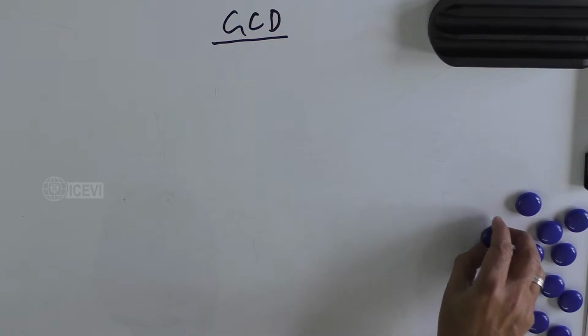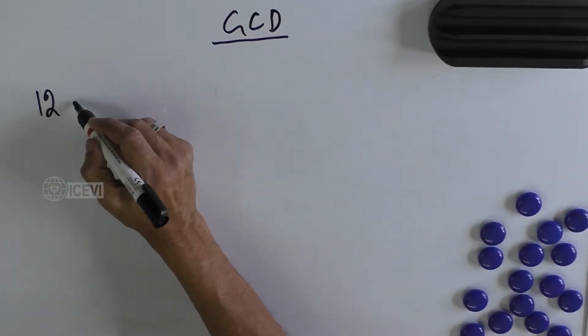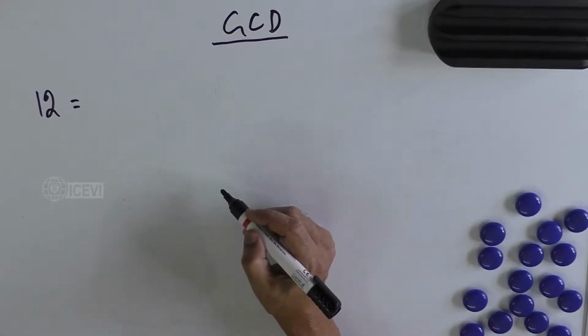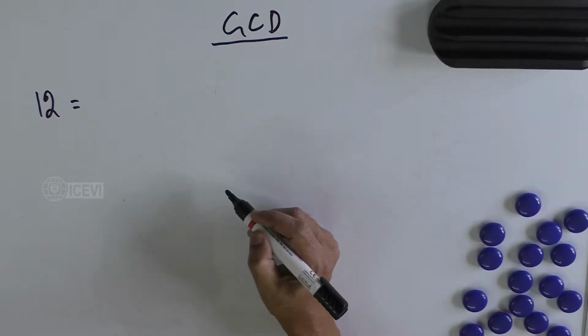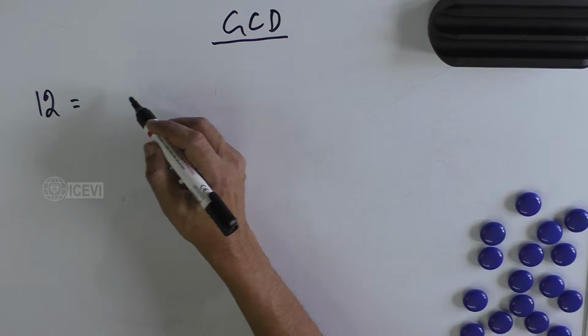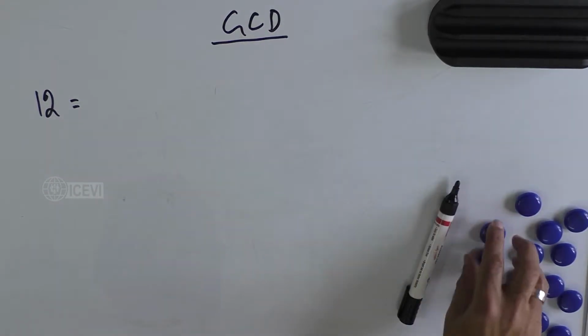Now let us take number 12, right? Now what are the divisors of number 12? So what numbers can be used as divisors? So 1 is a divisor because 12 by 1 is 12. Can 2 be a divisor?